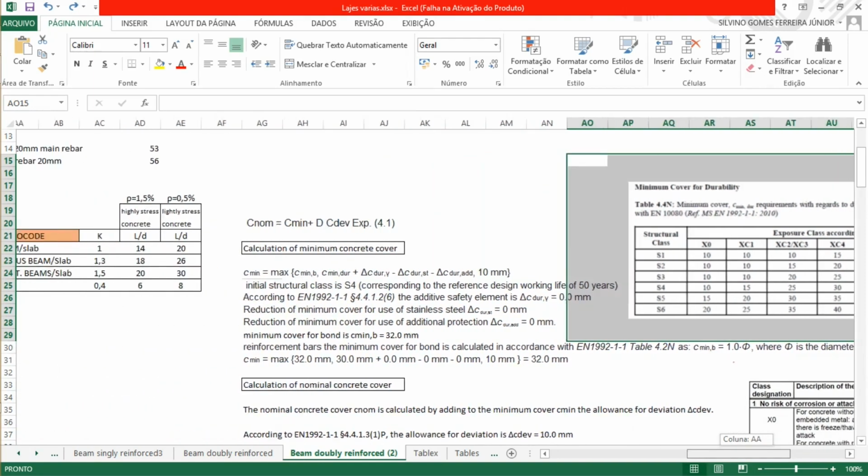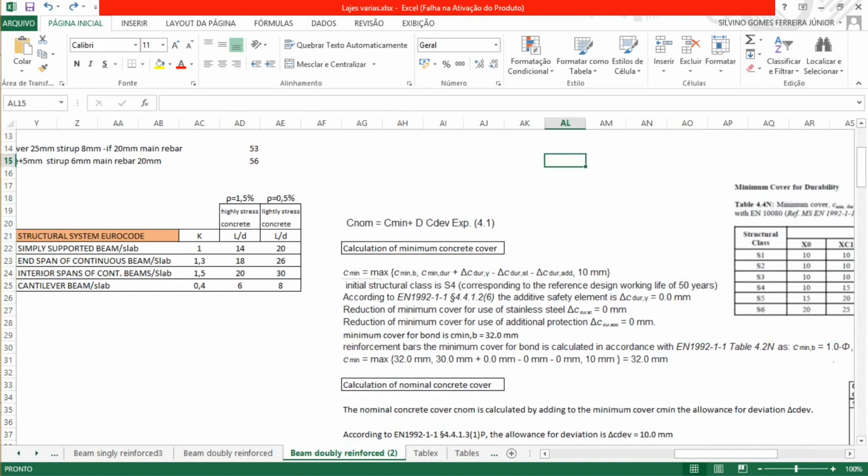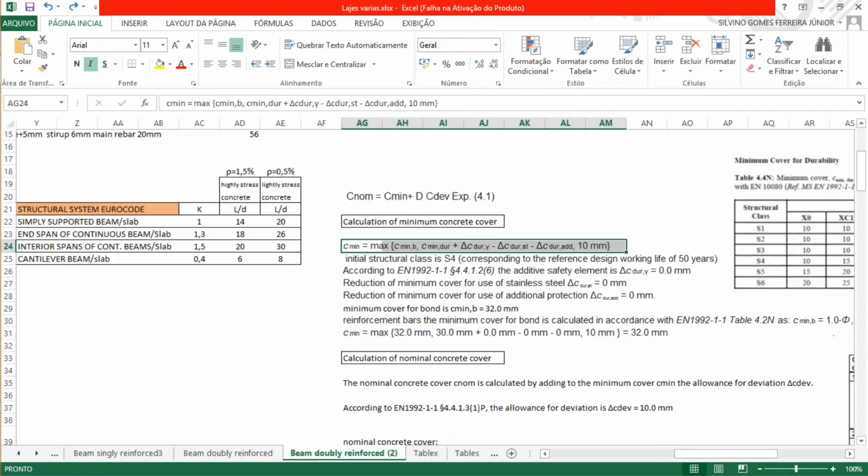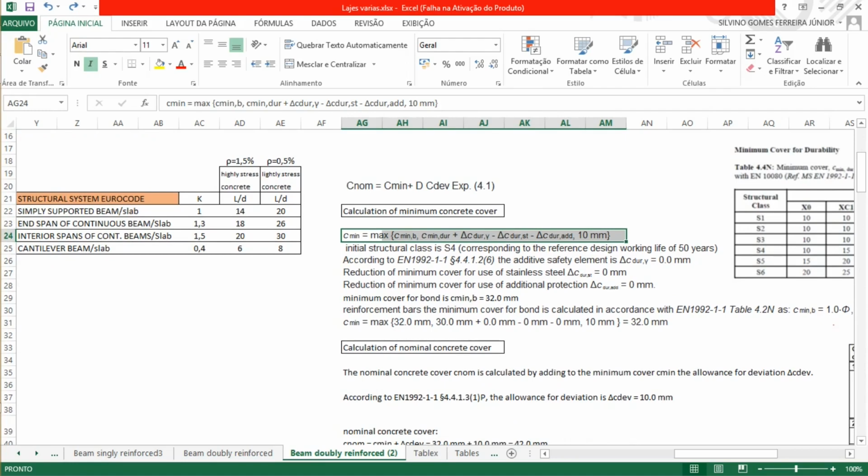And we know the nominal cover will be equal to this expression, the minimum cover plus a deviation factor. So this minimum cover first has to be calculated by this equation from the Eurocode. There are a lot of specifications, but going forward it will be the minimal cover we got from here.